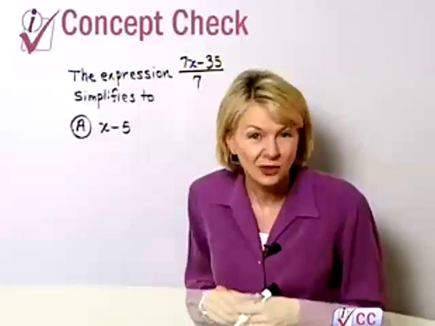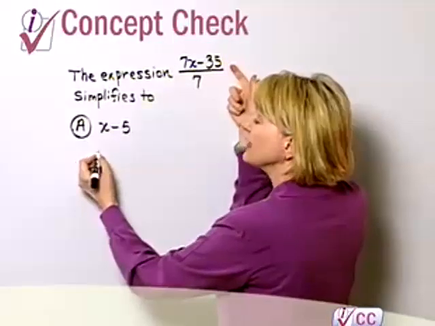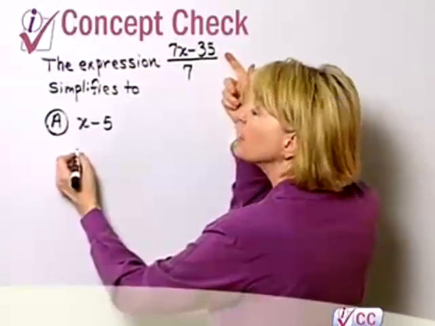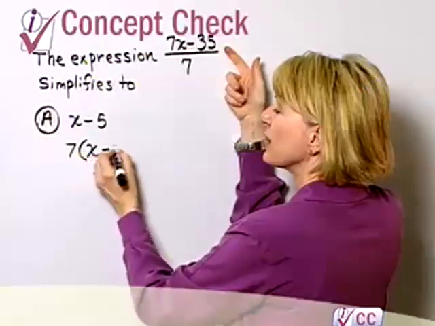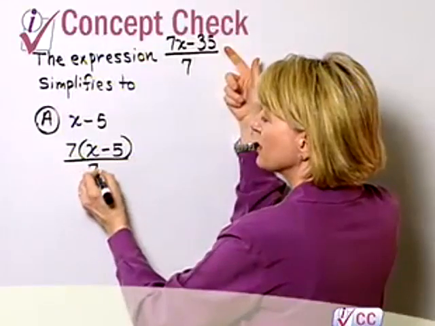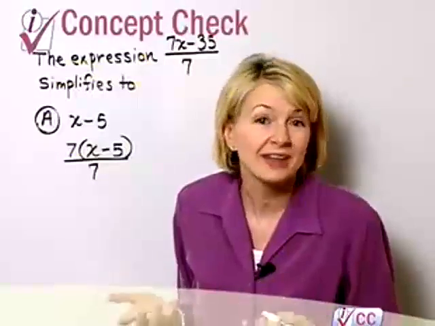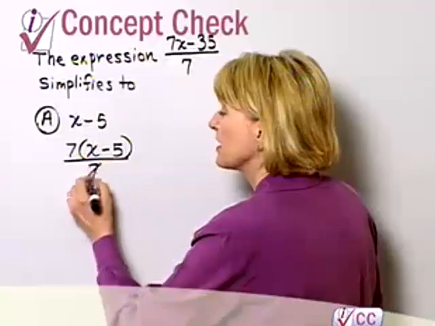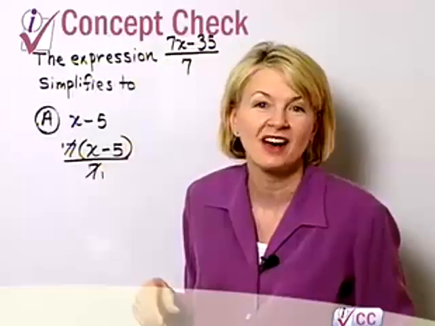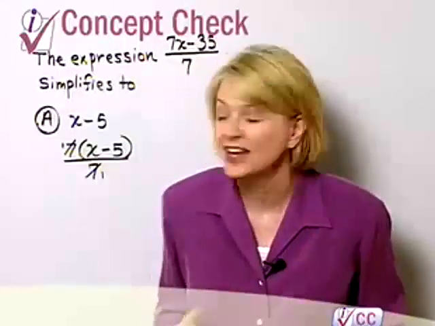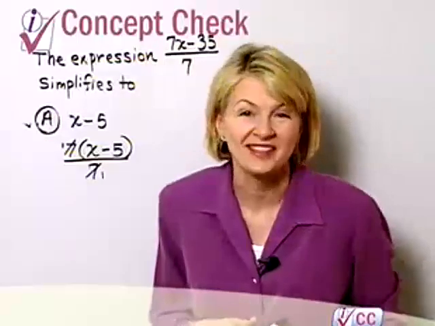Choice A is the correct choice. Let's see why. Remember how you simplify an expression? If we factor the numerator, we can factor out a common factor of 7, and we have left x minus 5. And then there is that 7 in the denominator. So what is the common factor here? There is a common factor of 7, and you have 1 times x minus 5 all over 1, which is the same as x minus 5. This is the correct choice.